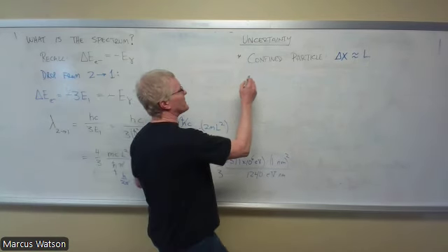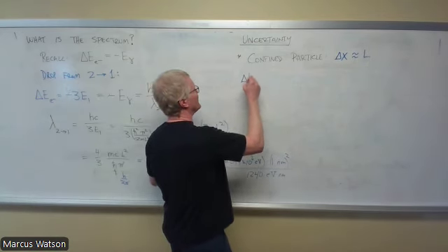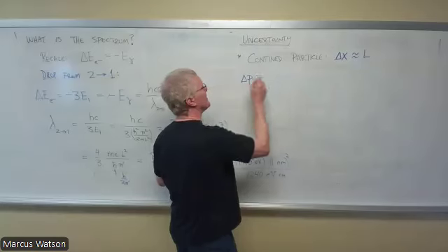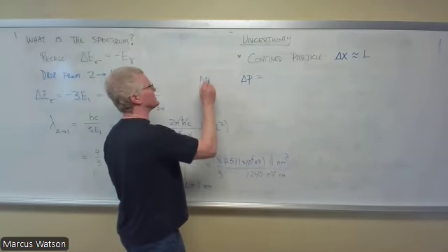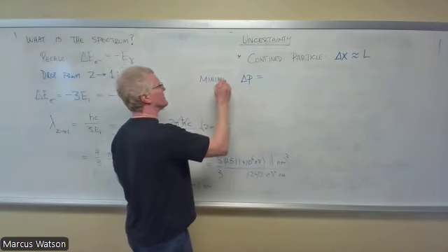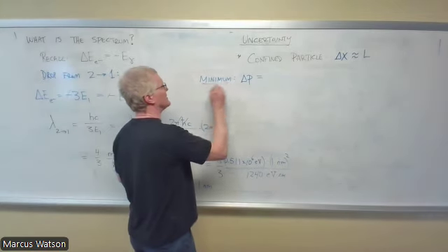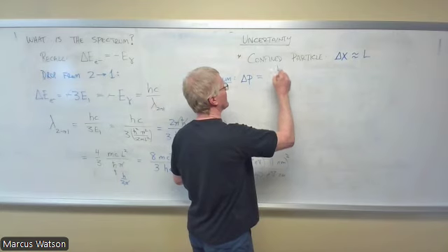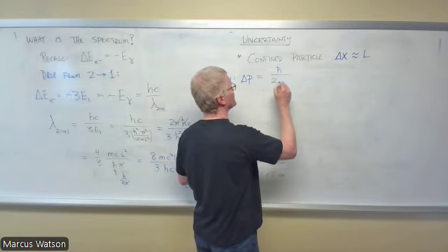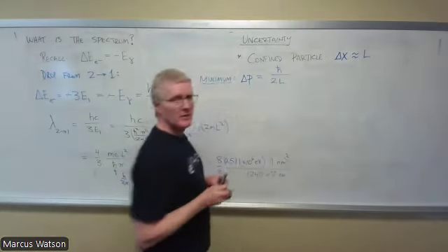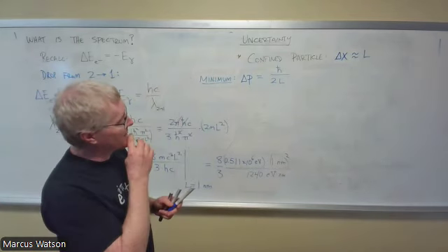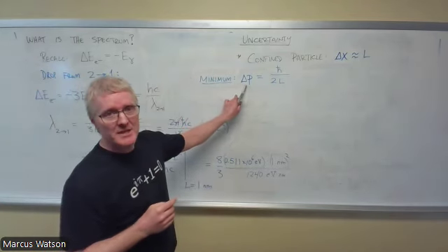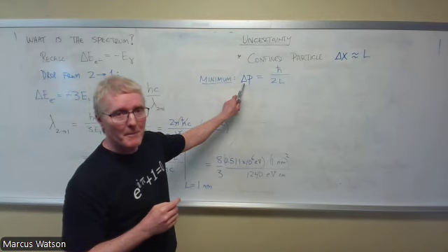That means that when I look at the uncertainty principle, delta P at the minimum, right? So let me just say this is minimum here. At the minimum, this is 1/2 h bar, right? So I've got an h bar over 2L here. That's giving me a minimum uncertainty in the momentum of it.